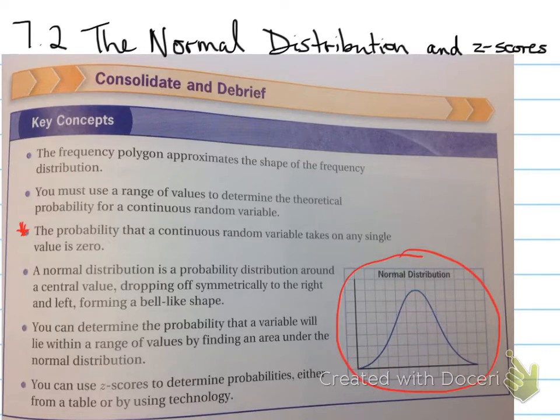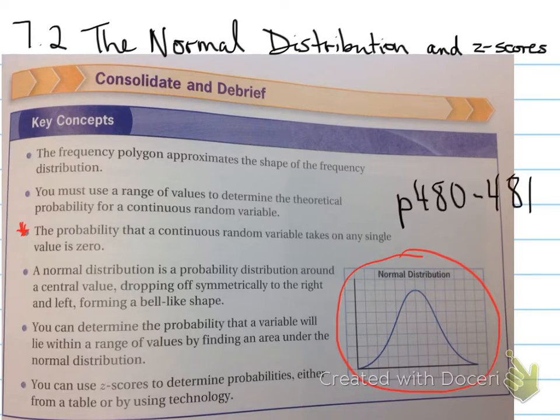Now, you can determine the probability that a variable will lie within a range of values by finding an area underneath the normal distribution. You can use z-scores to determine probabilities, either from a table or by using technology. And folks, we're going to use a table to determine the probability using the z-score. Those tables can be found in your textbook on pages 480 to 481.